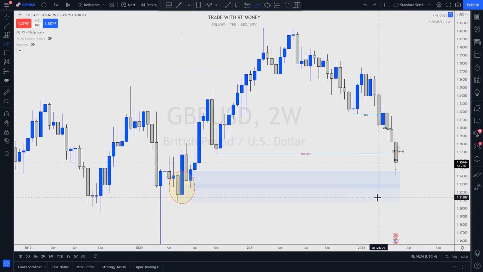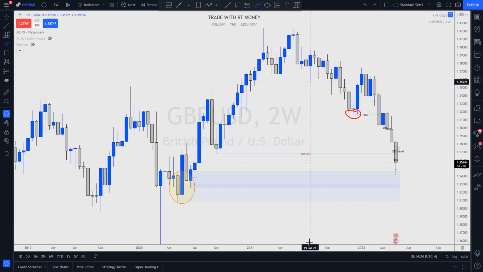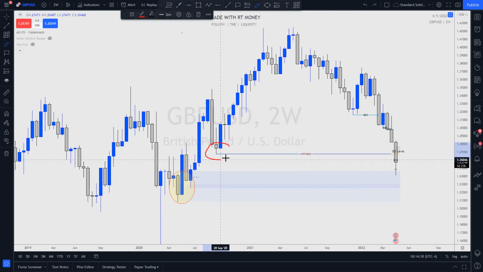The last break of structure, we can see right about here, and we can see it on a lower level. We'll see some more breaks of structure on the lower level as well. We are definitely in a downtrend. I want to bring your attention to this point here.